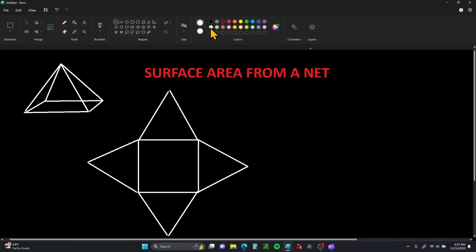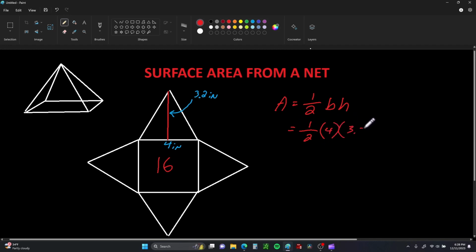Since this is a square, all of the triangles will have the same size base. Since they all meet in the same point up here, every one of these triangles is congruent to each other. So in order to find the 4 triangles, let me just put in the square is 16 inches squared. And each of the triangles, we would do area equals 1/2 base times height. You have 1/2 times 4 times 3.2. We can get rid of the fraction right away by just taking half of one of the numbers. So this would be 6.4. Therefore, all of these triangles here are 6.4.